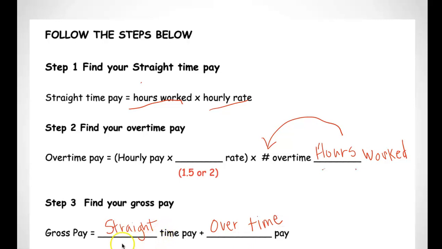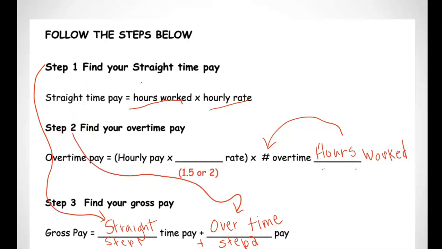So this is really like step 1 plus step 2. You take what you got from step 1 and write it there, what you got from step 2 and write it there, and add them together. And then you're going to have your gross pay for that time period. So if it's 2 weeks, 3 weeks, a month, however you get paid, that's how they would figure that out. Please make sure you have your notes filled in on this. If you need to, write step 1 and step 2 below here.